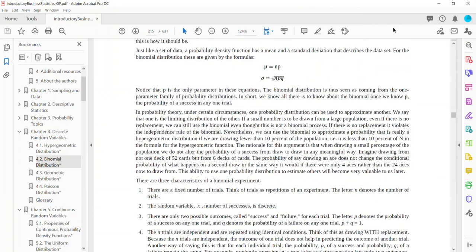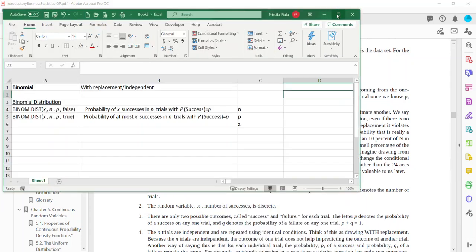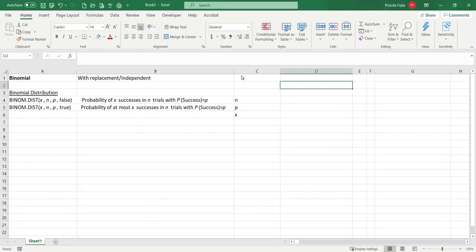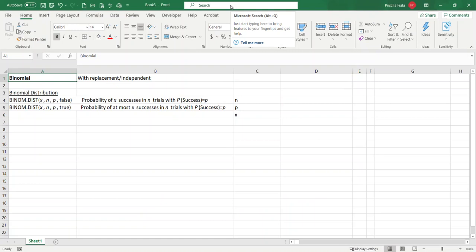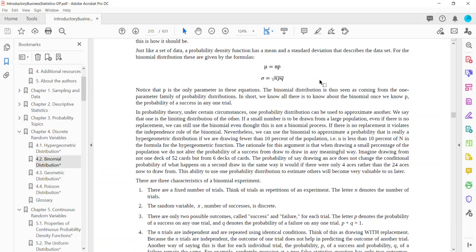So what are we gonna do? We're just gonna go over the basics, and then we're gonna do a problem that I'm gonna be assigning for your homework. The main thing is that the binomial distribution is different from the hypergeometric distribution, meaning that with the binomial, we're going to do with replacement and the trials are independent.